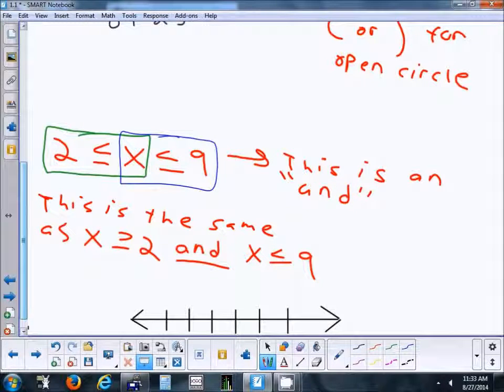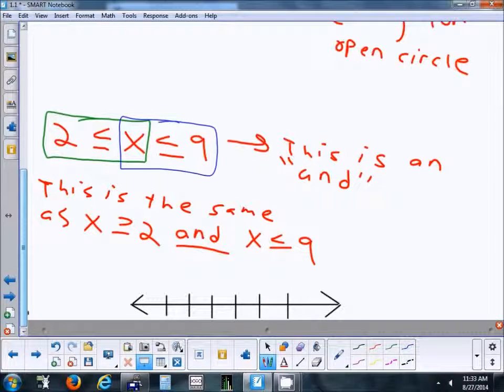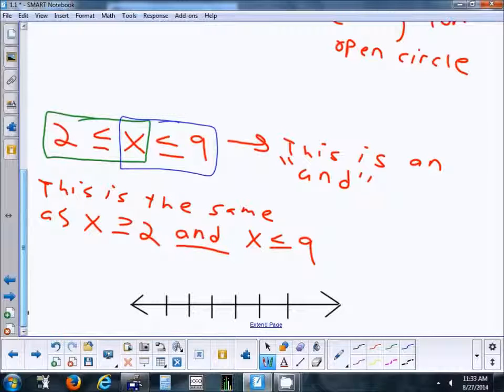Okay, let's graph it. We can use open circles and closed circles. We don't have to use the bracket and parenthesis here. Okay, what kind of circles am I going to need for this problem, and how many of them am I going to need? Okay, how about Andy? What kind of circles am I going to need? Closed circle. Yep. How many?